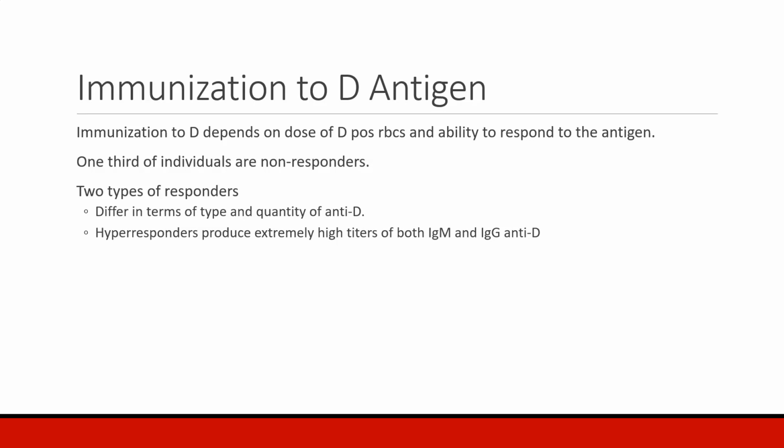She was a non-responder. There are 2 types of responders, and this differs in terms of type and quantity of anti-D. Hyper responders produce extremely high titers of both IgM and IgG anti-D forever. I've only seen a few of these. At immediate spin, your screen is positive. It stays positive at 37, and it's positive at Coombs. So this would be termed a hyper responder.